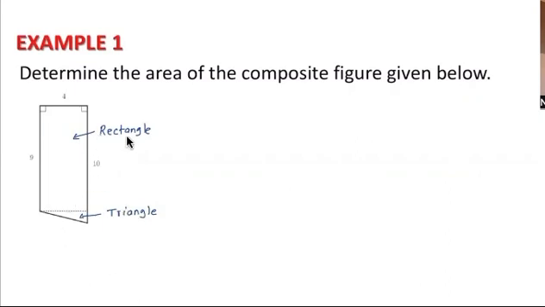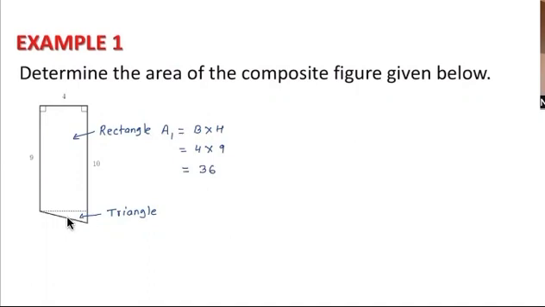So for example, if we want to find the area of this rectangle, let's call it area 1. It is equal to base times height. Here we have 4 as the base, and then we multiply by the height, and height over here is 9. So we get 9 times 4 equal to 36 square units is the area of the rectangle.